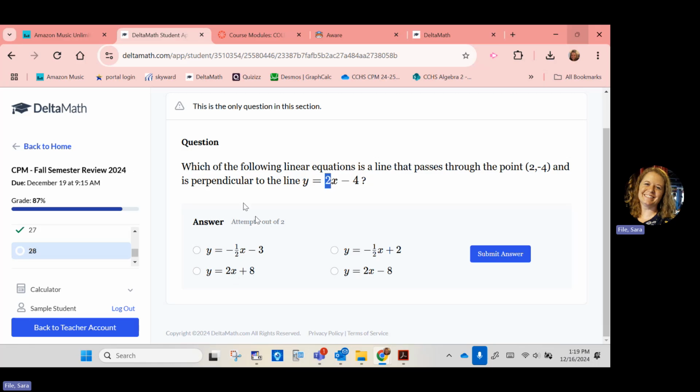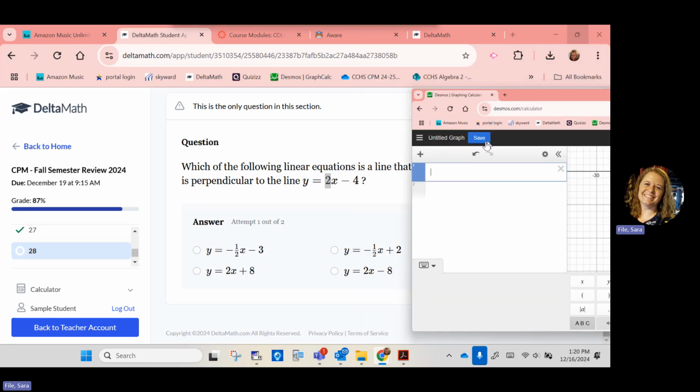Okay. If it had said parallel, then it has the same slope. It would have been one of these. But perpendicular means opposite reciprocal slope. So it's got to be one of these top two answer choices. And then it says it goes through the point 2, -4. So you could plug in 2 for X and -4 for Y and see if it comes out true. Whichever of these it comes out true in, the left does equal the right, that's your answer.